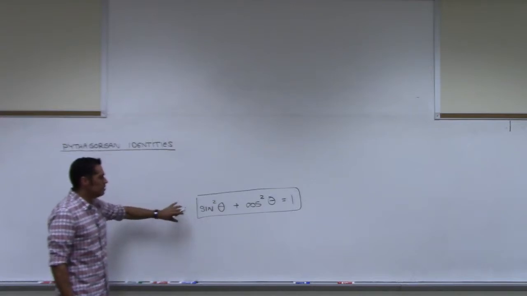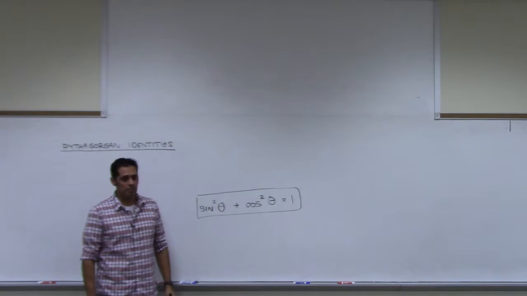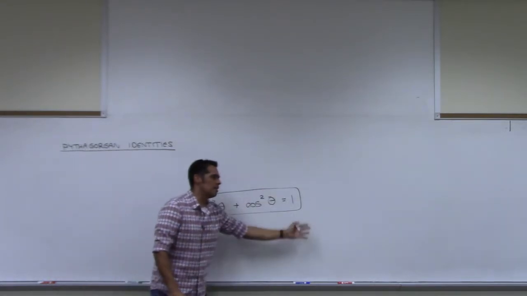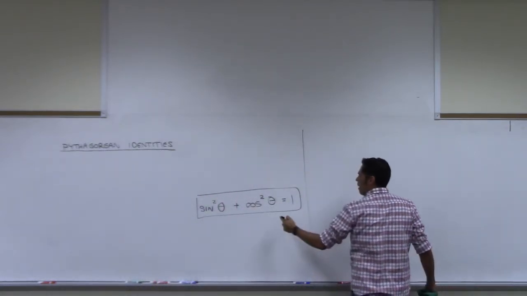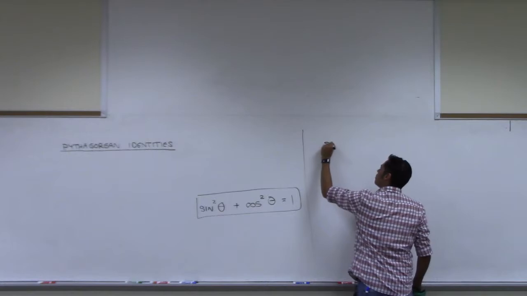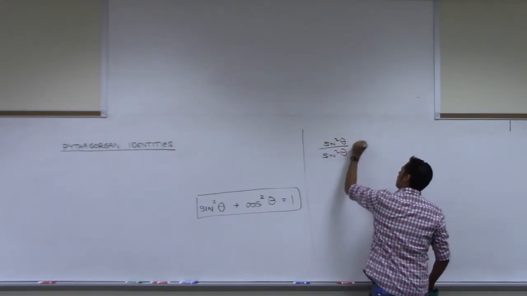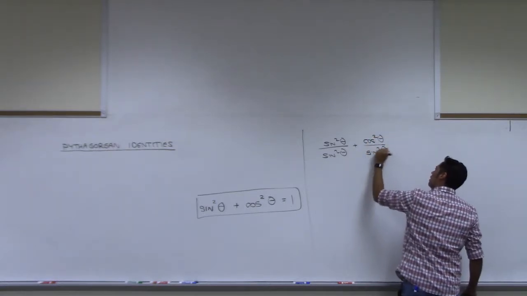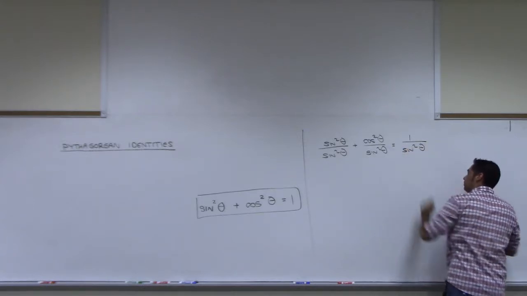And the first thing you do is you divide every term by sine squared. All right? So I'm going to take this sine squared. I'm going to divide sine squared, sine squared, sine squared. And let's see what happens. So take that identity. What happens when I divide sine squared theta by sine squared theta? Then I'm going to take cosine squared theta and divide it by sine squared theta. And then I'm going to take 1 and divide it by sine squared theta.